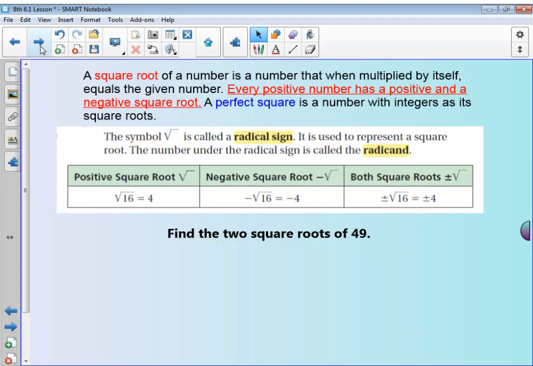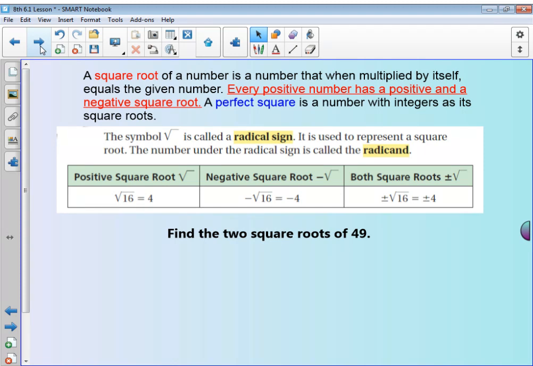Yesterday in our activity, we began working with square roots by understanding that when we have a square, in order to find the sides of each, they have to be the same. Well, square root is the same concept. When we solve for a square root, we are finding what number times itself would give us that answer that's underneath of that square root symbol. So a square root is a number that, when it's multiplied by itself, equals the given number. Every positive number has a positive and a negative square root.